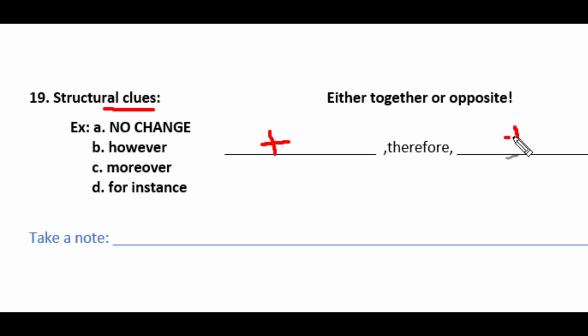Well, running fast and getting a gold medal are both two pluses, so I know that whatever I choose for my structural clue is going to have to be T for together, all right? So that would mean therefore would work, okay? And then answer choice B, however, that's going to be opposite. Moreover is together, and for instance is also together. So you see how right away, just by labeling this, you can get one or two of the answer choices out right away. All right, let's take a look at another option, some answer choices that might be opposite.